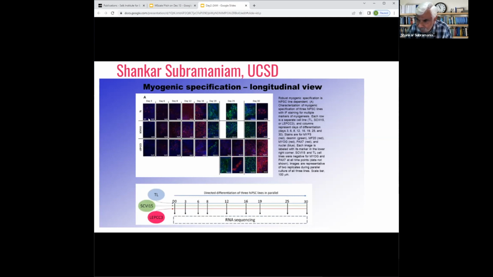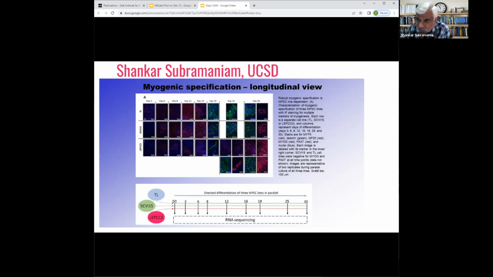Let's take these three different human iPSC cells. One is TL, the other is SCB, and the third one is LEP. For the sake of convenience, I'll call them LEP, SCB, and TL. I'm showing you this, and I don't know if you can see it well, it's a smaller image than I wanted it to be. You can walk yourself through day 3, day 5, day 8, day 12, day 16, day 19, day 25, day 30. We monitored all these days, and we monitored various markers.